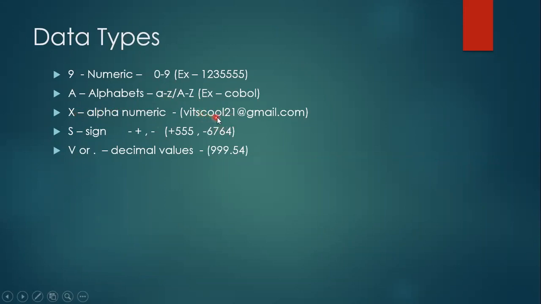and if you want to store any alphanumeric value, where characters as well as numbers are there, we use X. If you want to store plus and minus values, like signed values, we use S. If you want to use decimals, the amount fields, we use V. These are the data types available, and there is no change at all going forward: 9, A, X, S, V. Mostly we use 9 and X, sometimes S and V also, but alphabets we are not going to use anymore.